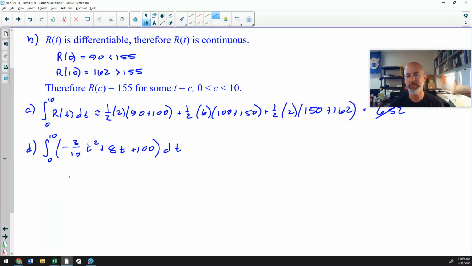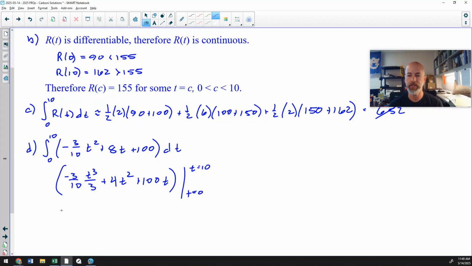That will be negative 3/10 of t cubed over 3. Those 3's will divide away. Plus, that will be 4t squared for the antiderivative of 8t, plus 100t. And then I will evaluate this from t equals 0 to t equals 10.